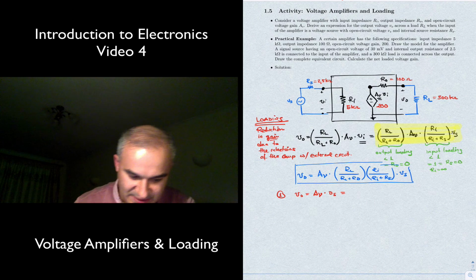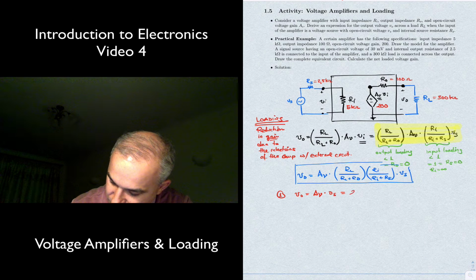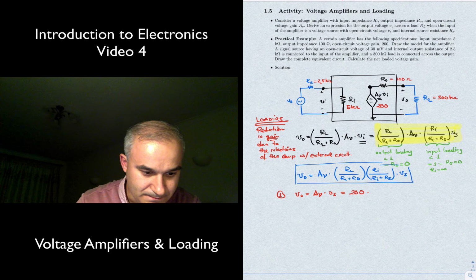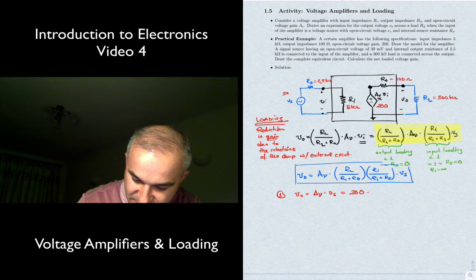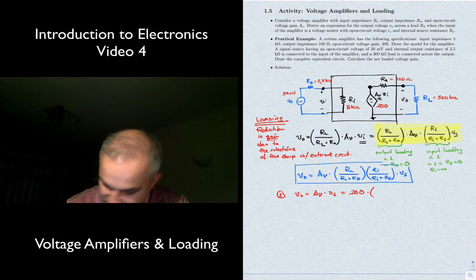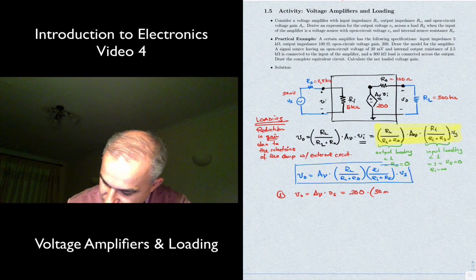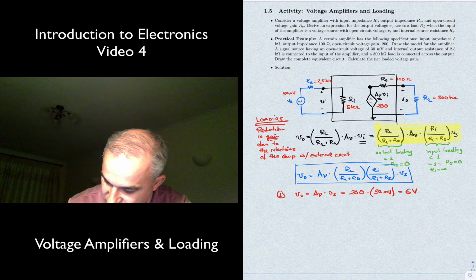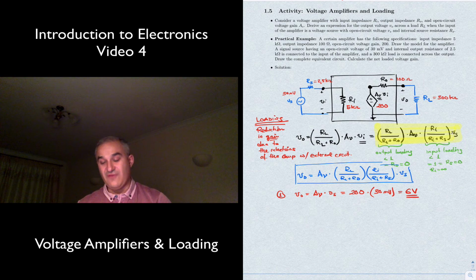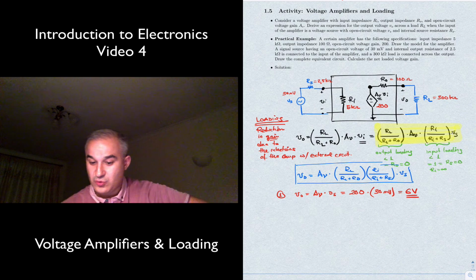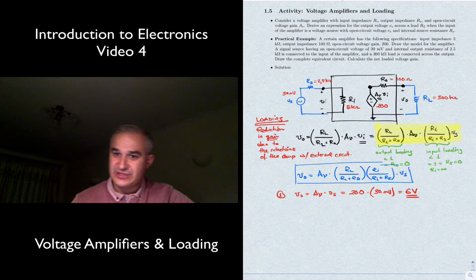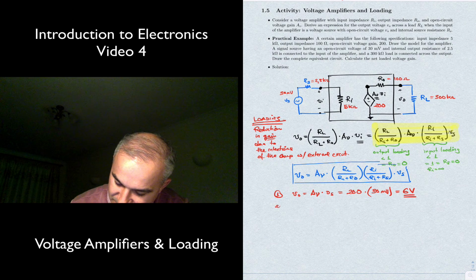So ideally we will want, what was our gain? 200. What was our source input? 30 millivolts. 200 times 30 millivolts, that's equal to 6 volts. If we didn't have loading, or if we had designed the amplifier to work well with that source and that load, we should have something close to 6 volts. Now, let's see the effect of loading.